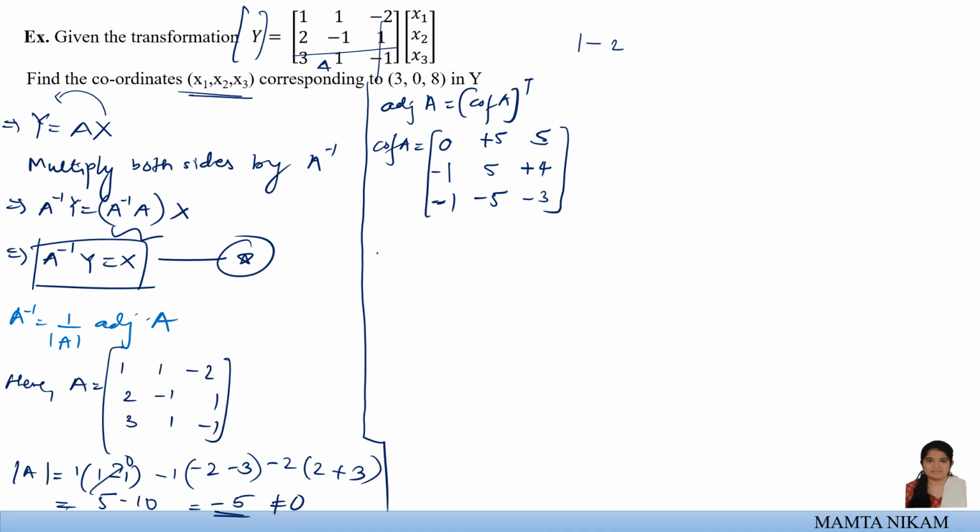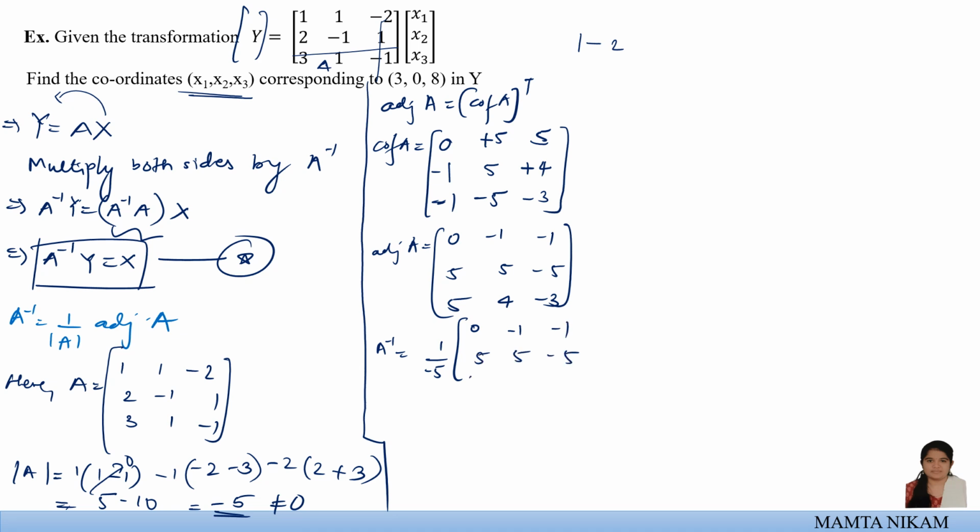So therefore the adjoint matrix, adjoint of A, will be the transpose, so the transpose will be 0 minus 1 minus 1, 5 5 minus 5, 5 4 minus 3. And therefore now we know what the adjoint is. Therefore A inverse will be 1 upon minus 5 into 0 minus 1 minus 1, 5 5 minus 5, 5 4 minus 3. Correct. We have got A inverse.